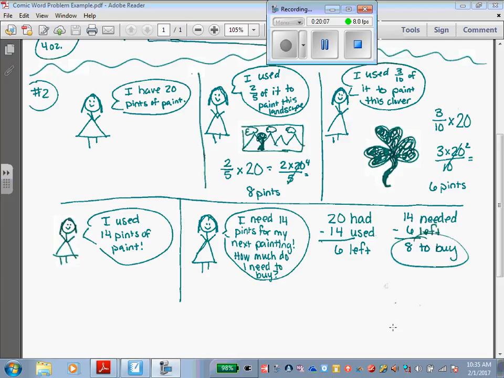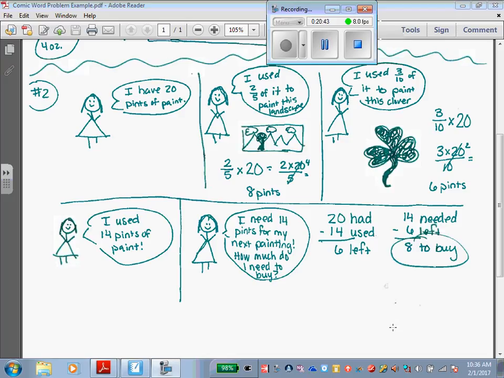And then she says, I used 2/5 of it to paint this landscape. And then she drew a nice little landscape with mountains and a tree and clouds. 3 clouds, because it's partly cloudy. And so then she went ahead and solved for how much paint she used. 2/5 of 20, 2/5 times 20, and she did the work and she got 8 pints.